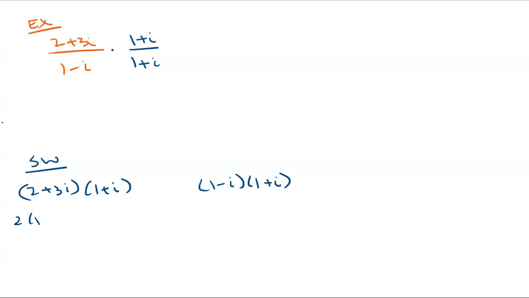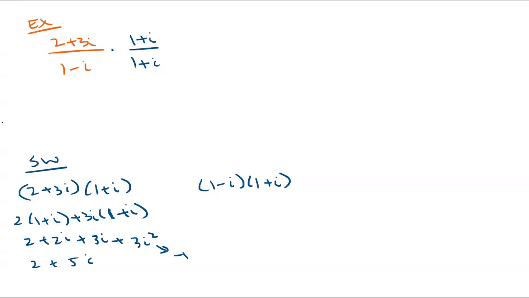So 2 times 1 plus i plus 3i times 1 plus i. So we're going to get 2 plus 2i plus 3i plus, that's a 1 there, plus 3i squared. So that's going to give us 2 plus 5i. And remember, i squared is negative 1, so that's going to be 3 times negative 1, which is a minus 3. So 2 minus 3 will be negative 1 plus 5i. Okay? So that's what we should have gotten for the numerator. So hopefully that's what you got as well. Okay? So I got negative 1 plus 5i on the top.